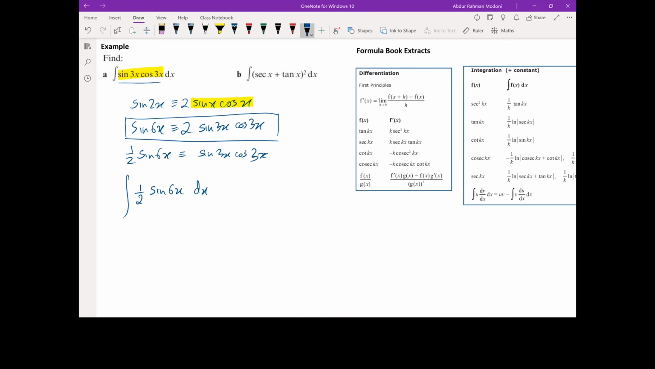So the integral of this then becomes, first of all, minus cos of 6x, the angle remains the same, but then we divide by 6. So a half divided by 6 gets us a 12th. And then we get minus here because when we differentiate cos, we get minus sine. Therefore, when we integrate sine, we get minus cos plus c.